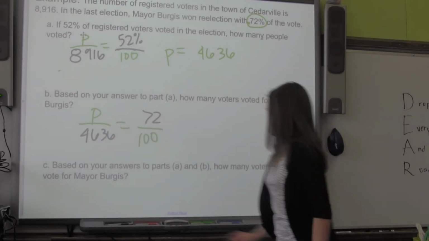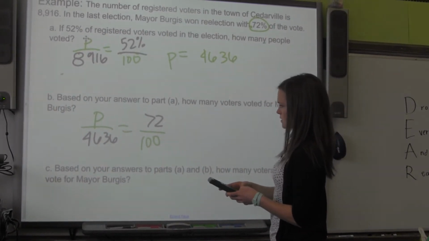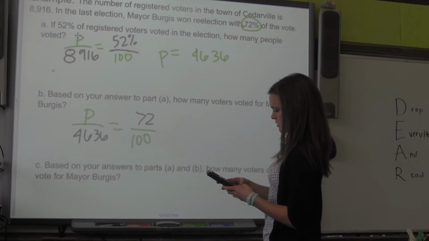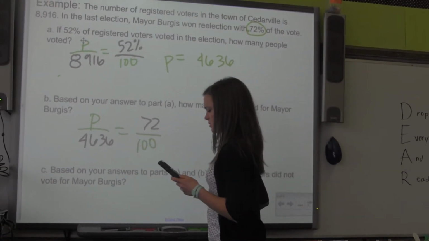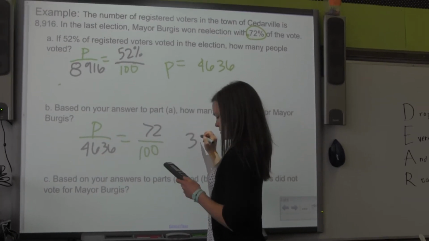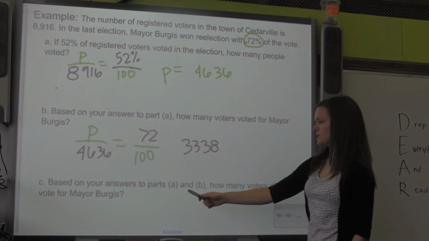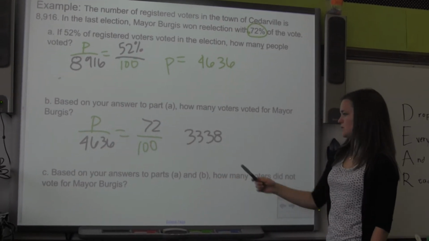I'll do it on my calculator. So that's 3,337.38 voted for the mayor.